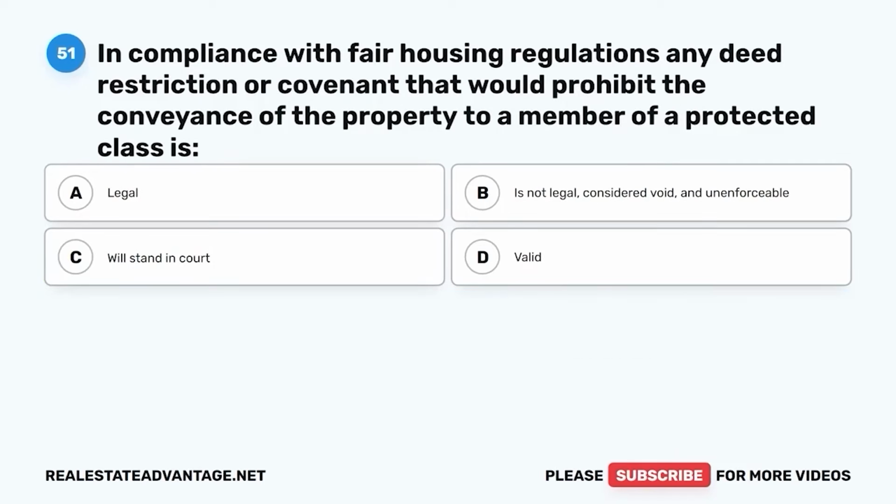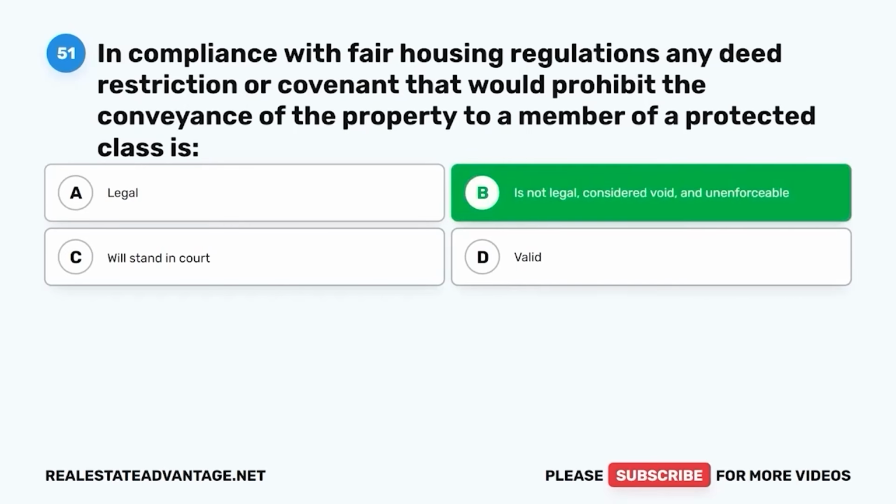Question 51. In compliance with fair housing regulations, any deed restriction or covenant that would prohibit the conveyance of the property to a member of a protected class is: A. Legal, B. Is not legal, considered void, and unenforceable, C. Will stand in court, D. Valid. The correct answer is B.